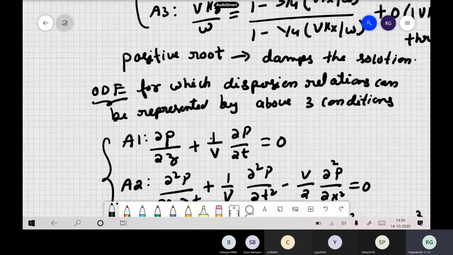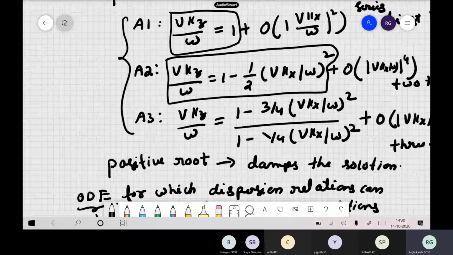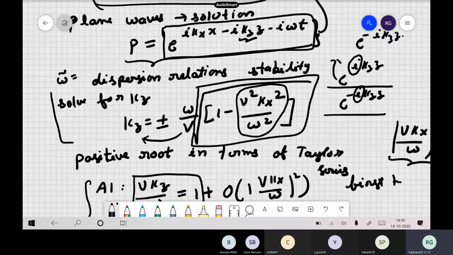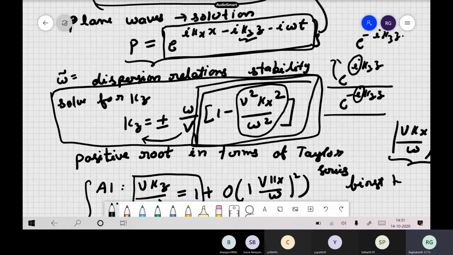So what is the dispersion equation in the original domain? This is the original domain, and this is the dispersion equation: Kz is equal to, this is our equation. You have both the positive root, the negative root, and all other roots there. So you will get a nice solution.